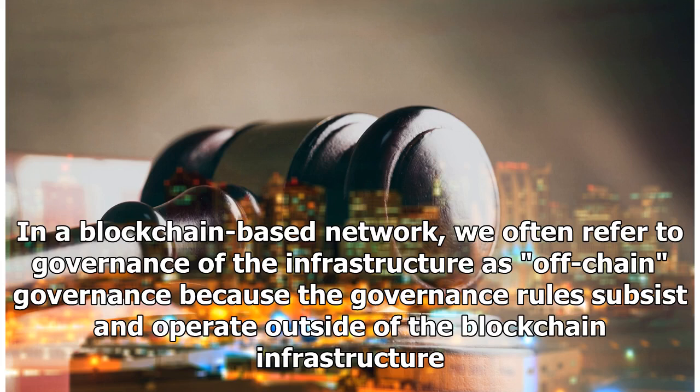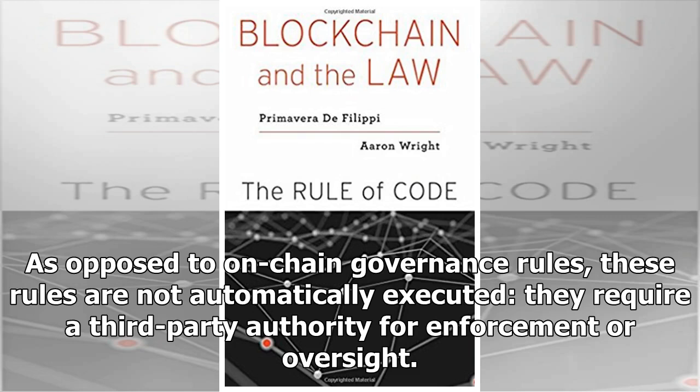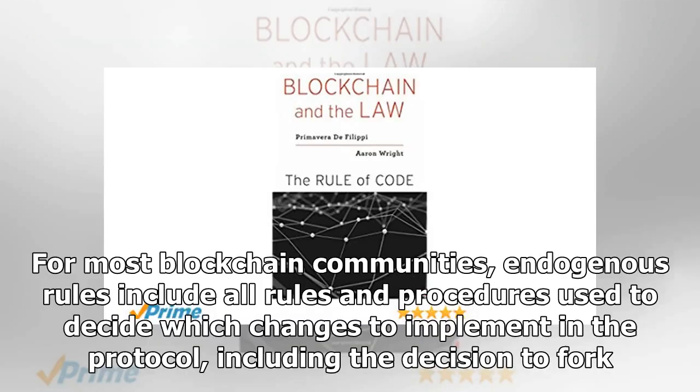In a blockchain-based network, we often refer to governance of the infrastructure as off-chain governance because the governance rules subsist and operate outside of the blockchain infrastructure. As opposed to on-chain governance rules, these rules are not automatically executed. They require a third-party authority for enforcement or oversight. For most blockchain communities, endogenous rules include all rules and procedures used to decide which changes to implement in the protocol, including the decision to fork.